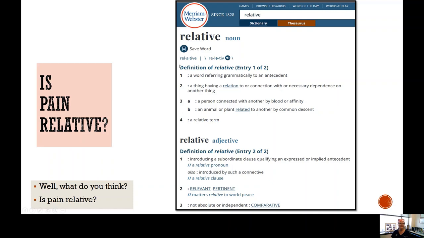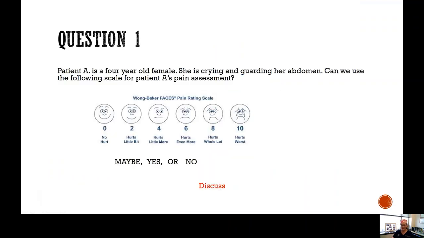So let's get started. Questions about some patients we had in the spring. Patient A, she's a 4-year-old female. She was crying and guarding her abdomen. Her diagnosis was multisystem inflammatory syndrome in childhood, related to COVID-19. We want to know, can we use the following pain scale for patient A's pain assessment? This is a Wong-Baker Faces pain rating scale. What do you think, 4-year-old?